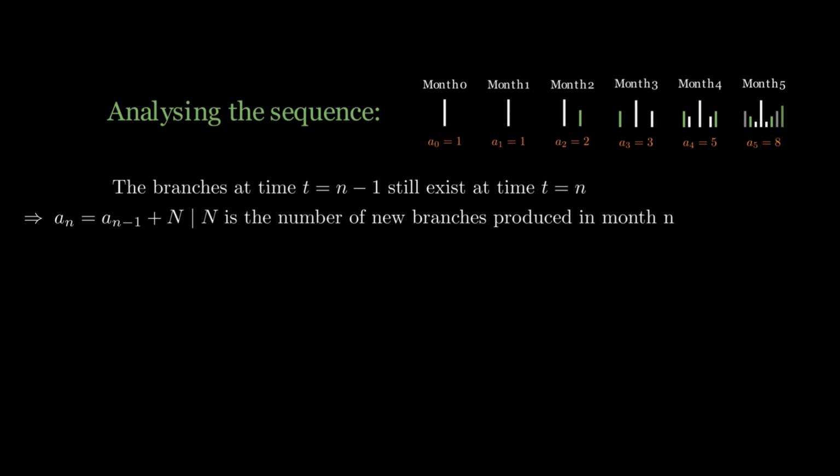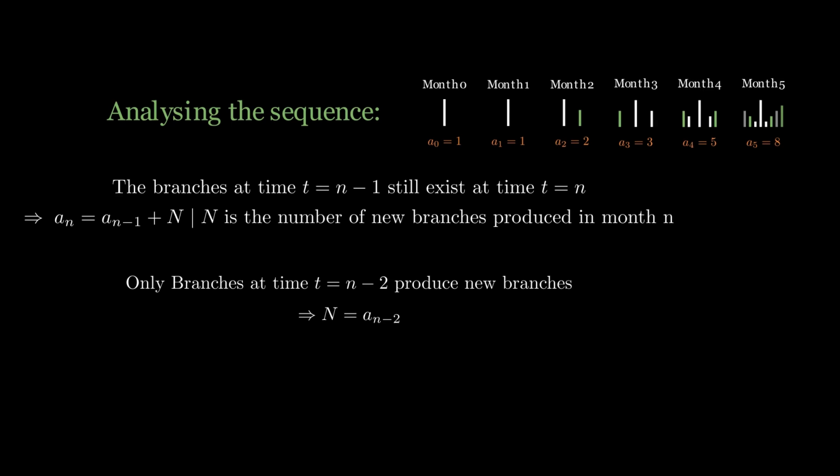Based on another statement from our question, we can also say that only branches at least 2 months old produce new branches. That is, only branches at time t equals n minus 2 can produce new branches. So we can say that our n from the first equation should simply be the branches at a time 2 months before, or, in terms of our sequence, an minus 2.